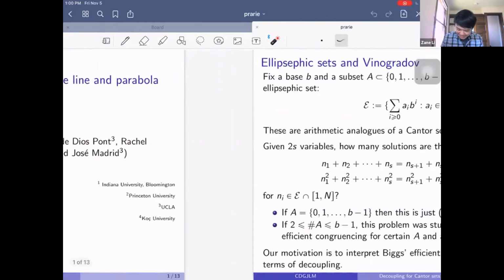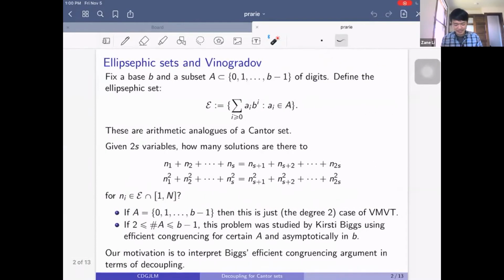Okay, so let's first talk about some number theoretic motivation. Here we're going to fix a base B, and we're going to fix a subset A of 0 to B minus 1. If you don't like abstractness, take B to be 10. A is a subset of 0 to 9. We're going to define a curly E, called an ellipse-suffix set, to be the collection of integers that, when written in base B, have digits in A.